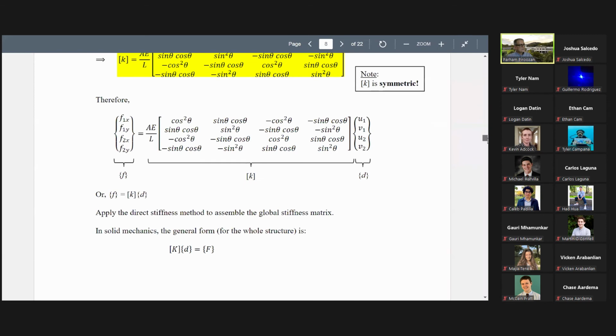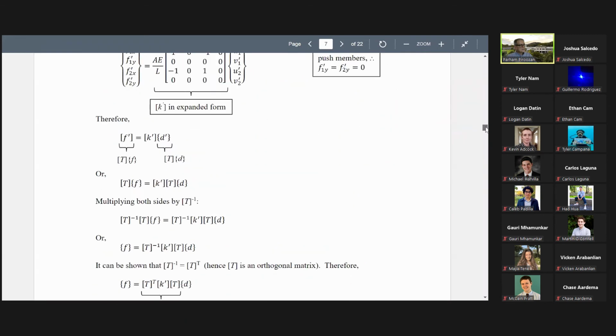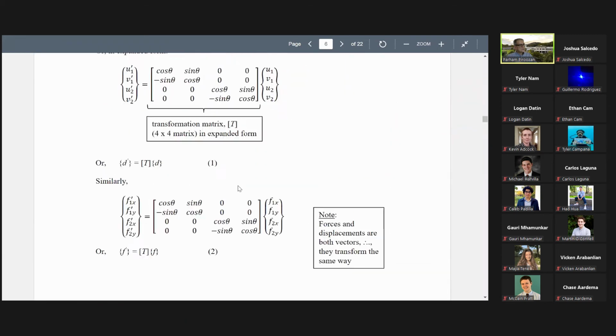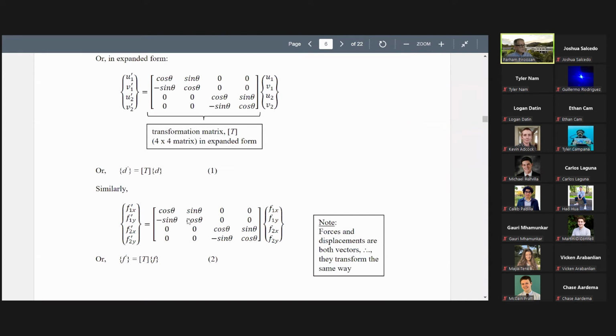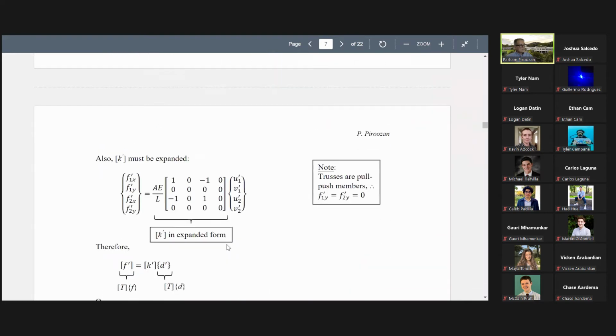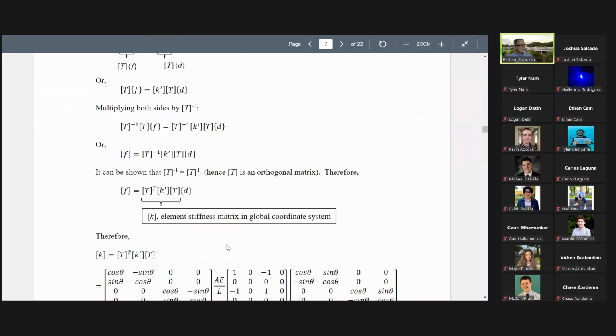The same is true for this expanded one. It's the same thing here, and the same thing here. So its inverse is the same as its transpose. If this is the case, get rid of this T inverse, and show it as T transpose times K prime T. That's it. So what we achieved, very important here: F is equal to something times D.